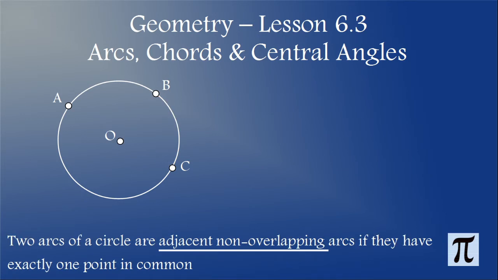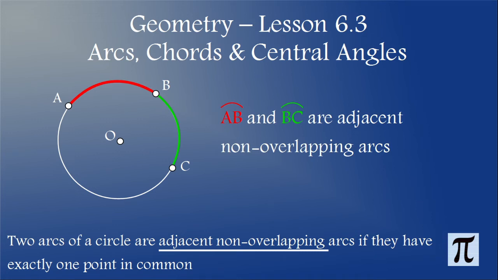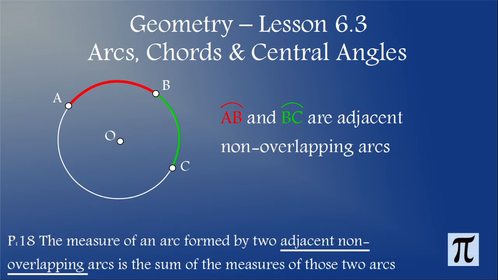2 arcs of a circle are adjacent non-overlapping arcs if they have exactly 1 point in common. Arc AB and arc BC are adjacent non-overlapping arcs. And this leads to postulate 18. The measure of an arc formed by 2 adjacent non-overlapping arcs is the sum of the measures of those 2 arcs, which makes sense. So the measurement of arc AB and the measurement of arc BC would equal the measurement of arc ABC.